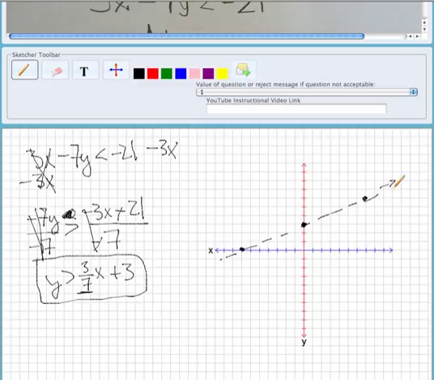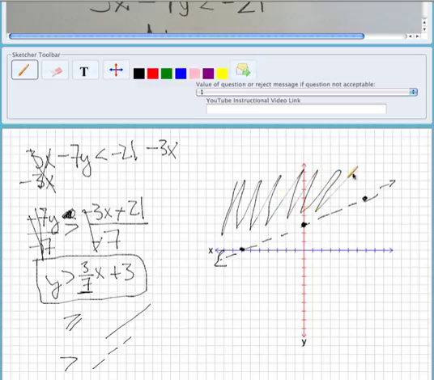The reason why we're dashing is because it's greater than, and it's not greater than or equal to. If it was greater than or equal to, it'd be a solid line, but greater than is going to be a dashed line. And then, since y is greater than, it's going to be on the top side of this graph. So we're going to shade in the top part right here. And that would be our graph for this inequality.